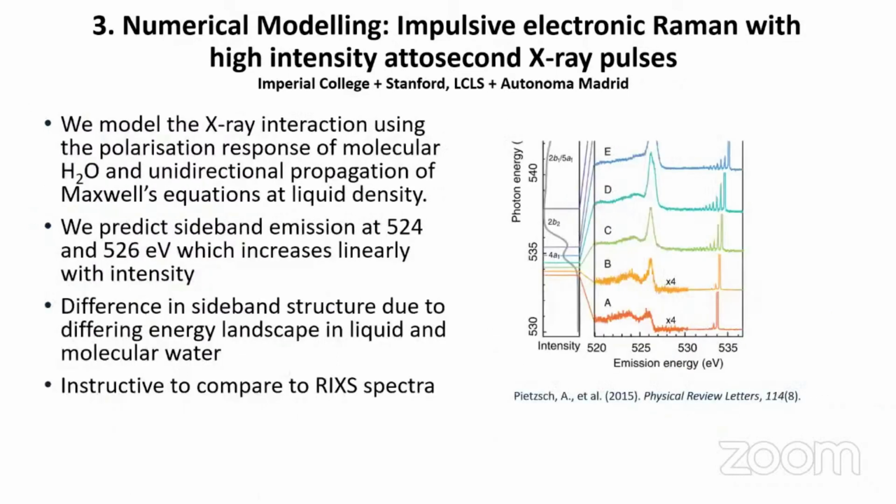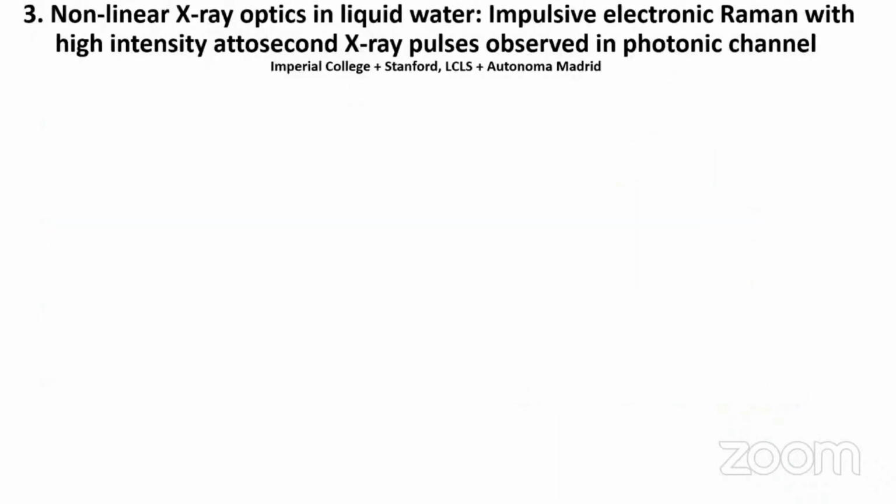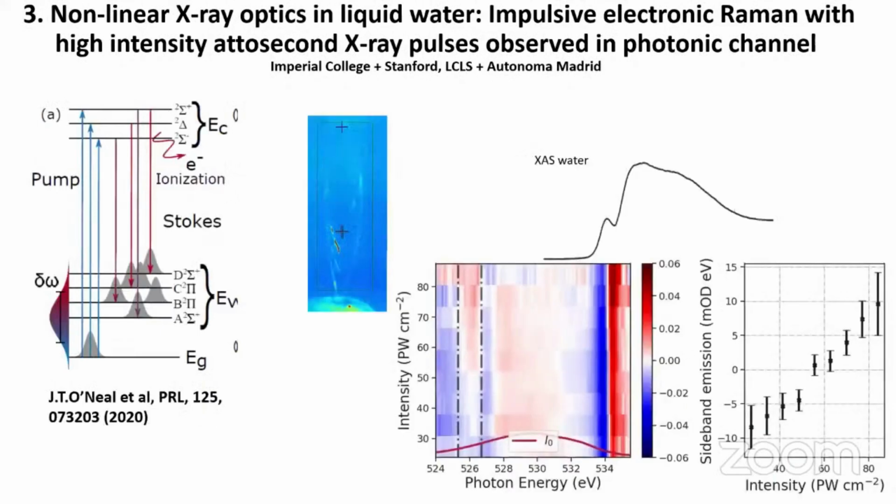And again, just for comparison, this is the old RIXS data showing that we are seeing a feature exactly where you'd expect it from the RIXS. So this is, I think, encouraging. I think it's a first step towards realizing some of these ideas. We still have to interpret a little bit more, but I wanted to share those results with you and make the claim that we think we've seen impulsive X-ray Raman in the photonic channel from liquid water.